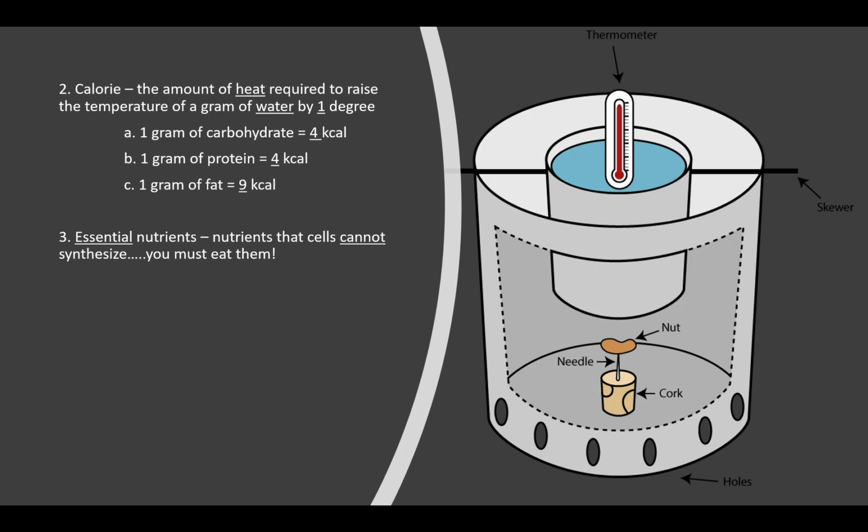Essential nutrients, one other point, and then you'll fill in the chart you see on your notes. Essential nutrients are nutrients that your cells cannot synthesize or make. You have to eat them. And so we'll talk about this a little bit later as far as what's essential and what's not essential.